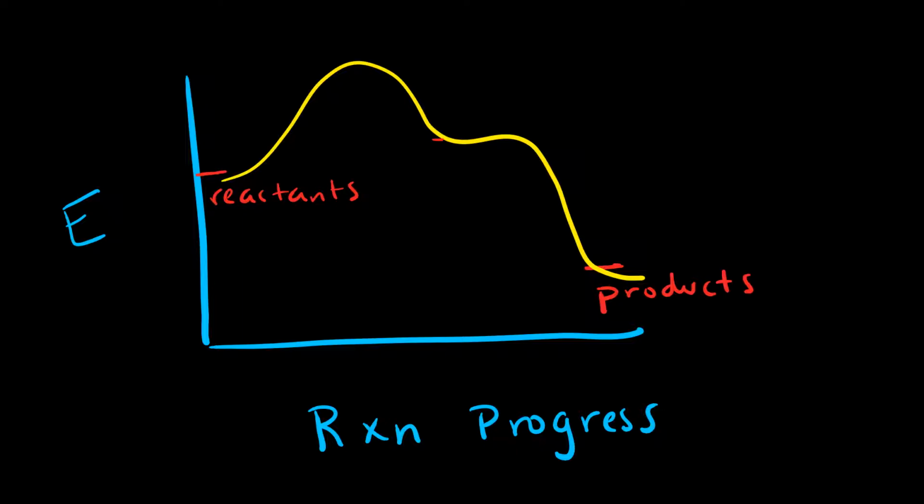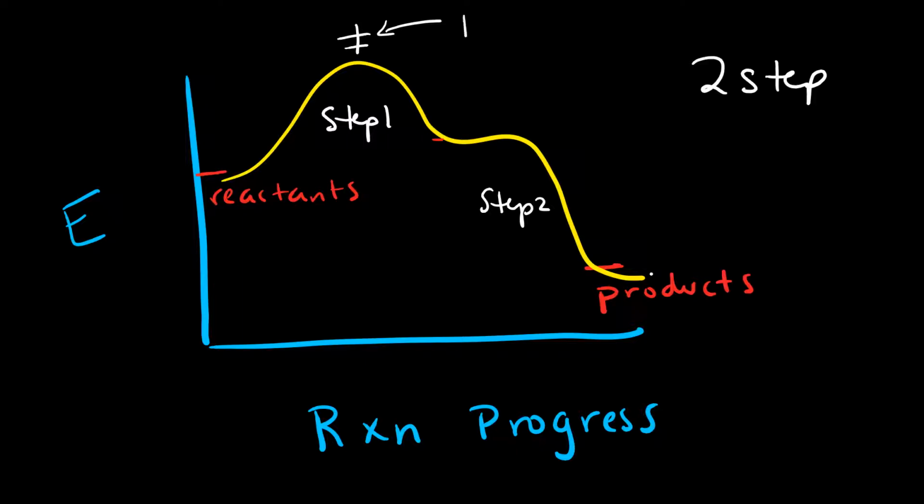And hopefully you remember from general chemistry a couple of things here. This is a two-step process, right, which we kind of already knew. And so here we have step 1 and here we have step 2. And let's label a few things. At the top of each one of these hills, we have a transition state, which is symbolized by this notation. And this would be the first transition state. This would be the second transition state.